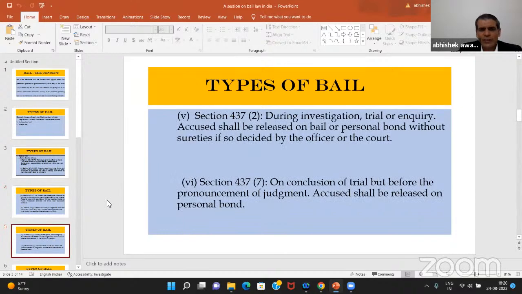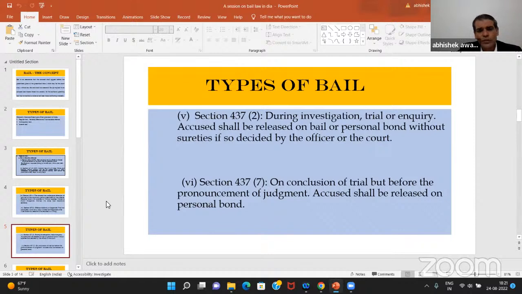Now comes section 437(2). During investigation, trial, or inquiry, where the court, or the officer in charge also, comes to a conclusion that there are reasonable grounds for believing that this person has not committed any non-bailable offense, but there are sufficient grounds to hold an inquiry into his guilt, there he shall be released on a personal bond, without surety, only on personal bond, to ensure that he appears in the court on the later dates.